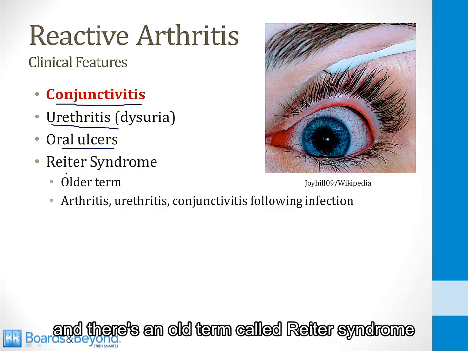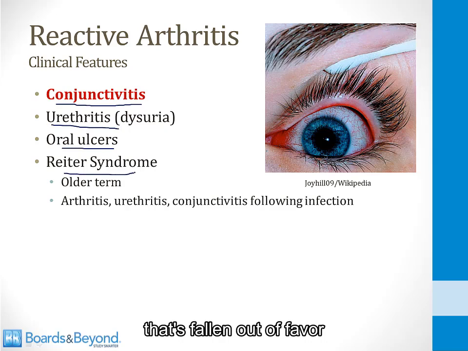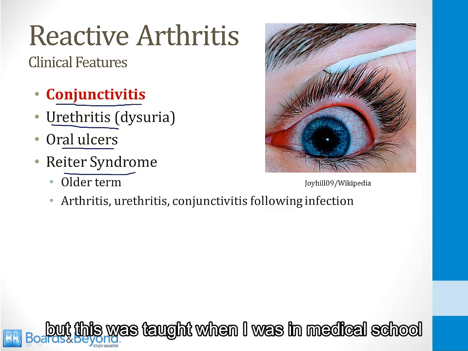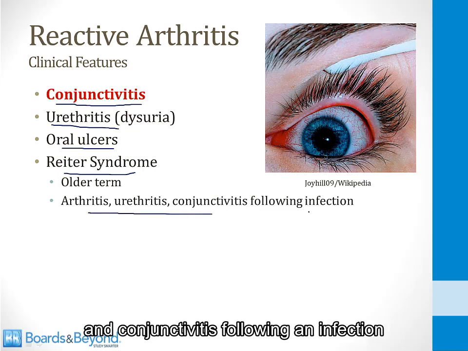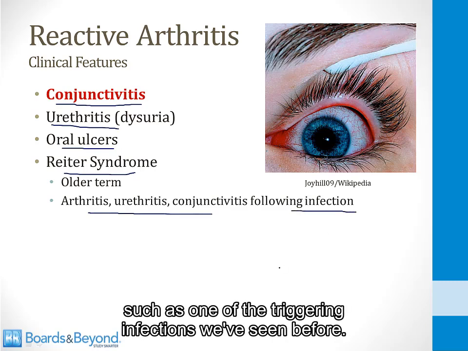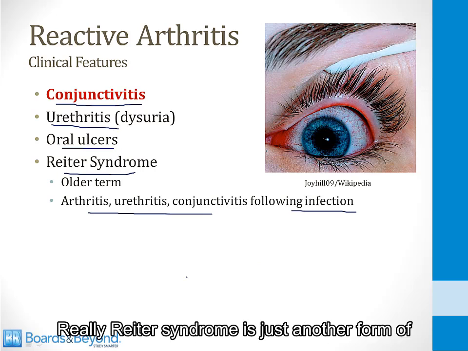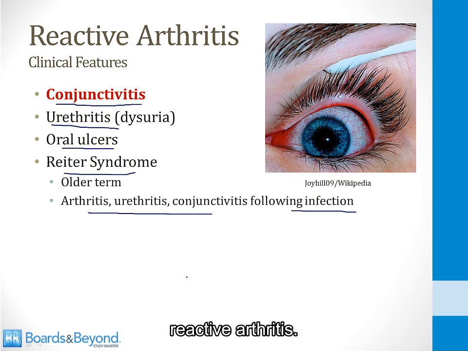And there's an old term called Reiter syndrome that's fallen out of favor, but this was taught when I was in medical school, and Reiter syndrome referred to arthritis, urethritis, and conjunctivitis following an infection such as one of the triggering infections we've seen before. Really, Reiter syndrome is just another form of reactive arthritis. It's an autoimmune attack to multiple parts of the body following a triggering infection. And that concludes our video on seronegative spondyloarthritis.